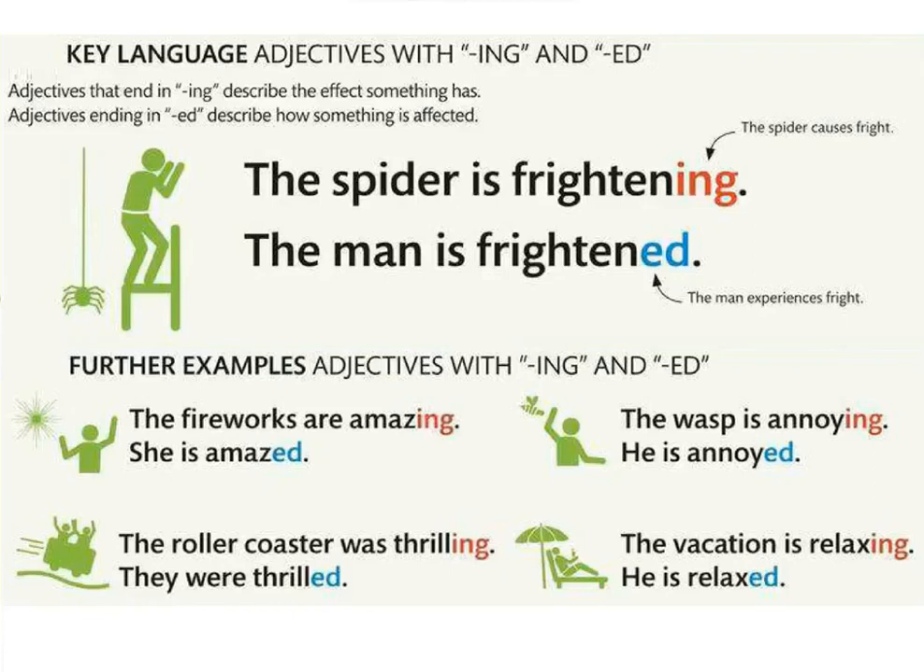Let's see more examples here. The fireworks are amazing. She is amazed. See? The fireworks are amazing. That's why the girl here is amazed. The roller coaster was thrilling. They were thrilled. Thrilling means very, very exciting. Okay? And the same thing, we say exciting and excited, ing and ed adjectives. So the roller coaster was thrilling and they were thrilled.